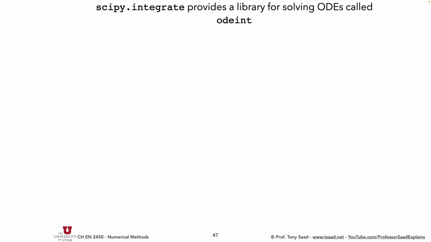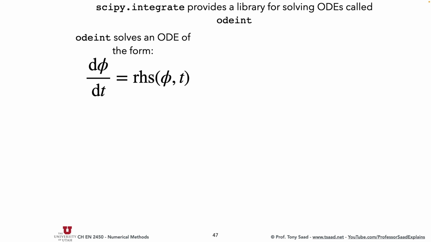Why? Because we're integrating these differential equations. We're integrating the derivatives, right, to find the dependent variable. odeint solves an ODE of the form, generically, any ODE, specifically an initial value problem. It solves it in the form d phi by dt equals some right-hand side of phi and t. Now be careful here. I want to stress this: the arguments for the right-hand side need to be in that order. Phi, comma t, not t, comma phi. Okay, so that's very important.